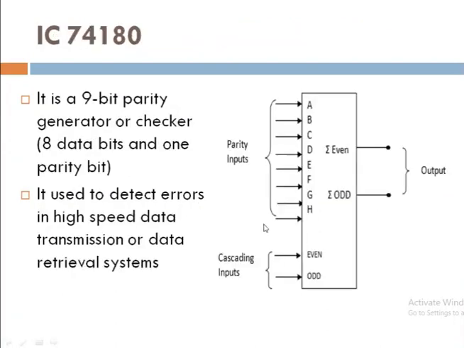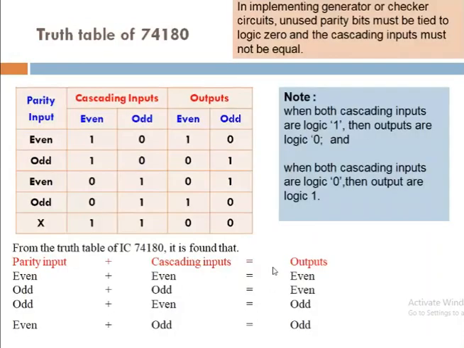Okay, now if you check the 74180 IC, it is considered a 9-bit parity generator or checker IC. Out of these 9 bits, 8 bits are considered as input data and 1 bit is considered as the parity bit. It is used to detect errors in high speed data transmission or data retrieval systems. Here two cascading inputs are considered, because the cascading inputs are used to detect errors in a larger number of bits.